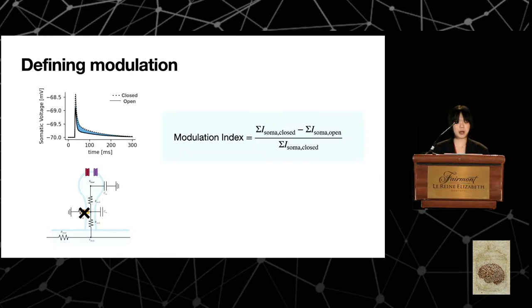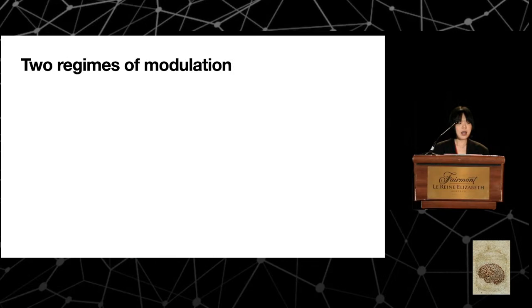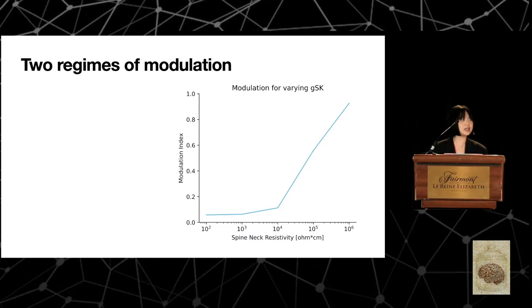And then this quantity can then be plotted against spine neck resistance to find the modulation as a function of resistance. And what you're going to find is two regimes of modulation. So if we plot that modulation index as a function of resistance, we get something like this, where you do see that dramatic nonlinear increase, and we can identify two regimes here.